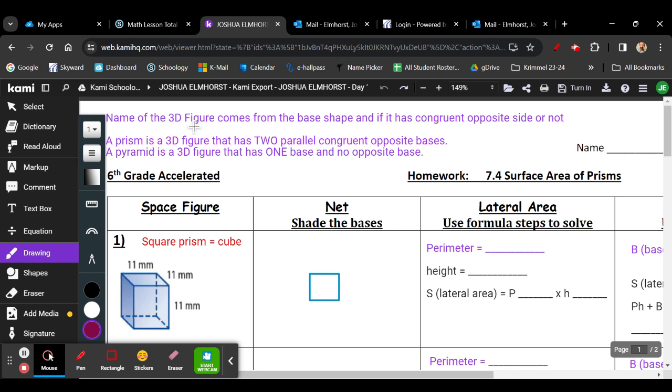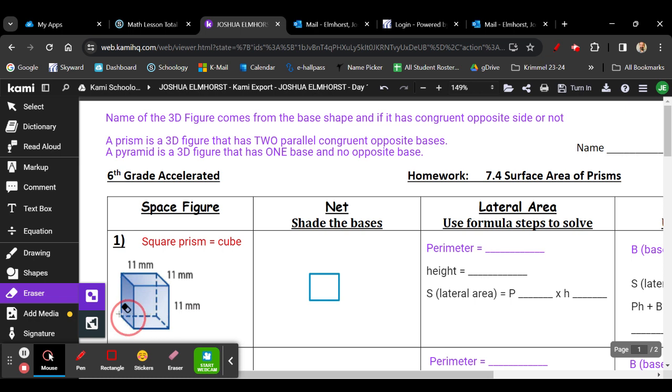So in order to name a 3D figure where we have three dimensions, we look at the base shape, and if it has congruent opposite sides, then it's going to be a prism. So a prism is going to be a 3D figure that has two parallel congruent opposite bases. So what that means is we have a bottom and a top, and they are parallel from each other. So this would be a square prism, but we don't call it a square prism. This is just going to be a cube.